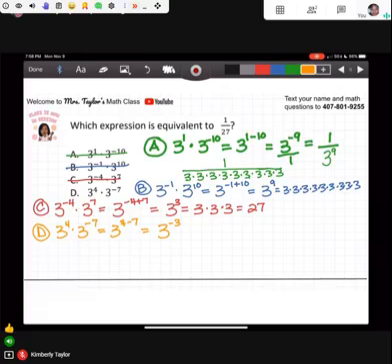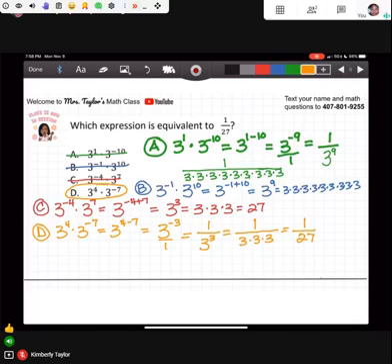Now again, when it's like that, you need to switch it around. So this is going to be 1 over 3 to the positive 3rd power. And I could go ahead and multiply this out. 3 times 3 times 3. And just like in the previous problems, you know that multiplying three 3's together is going to get you 27. So this is 1 over 27. So my answer is going to be D.